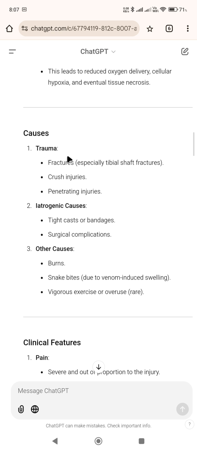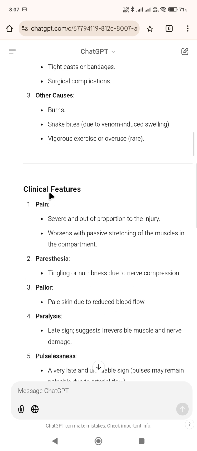Causes: 1. Trauma, fractures, especially tibial shaft fractures. Crush injuries, penetrating injuries. 2. Iatrogenic causes, tight casts or bandages, surgical complications. 3. Other causes, burns, snake bites due to venom-induced swelling, vigorous exercise or overuse, rare.